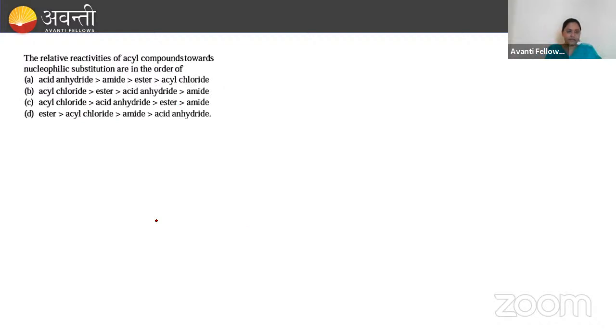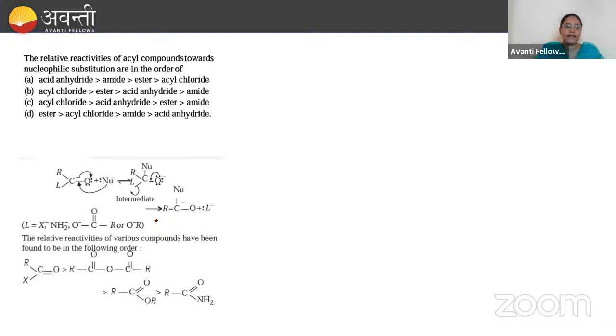Next, the reactivities of acyl compounds towards nucleophilic substitution. Same kind of problem is asked, but here we have written the names: acid anhydride, amide, ester, and acyl chloride. So what will be the correct answer here? See here, the reactivity towards various compounds has been found to be in the following order. यहाँ पे nucleophilic attack होने वाला है. कैसे होता है nucleophilic attack?